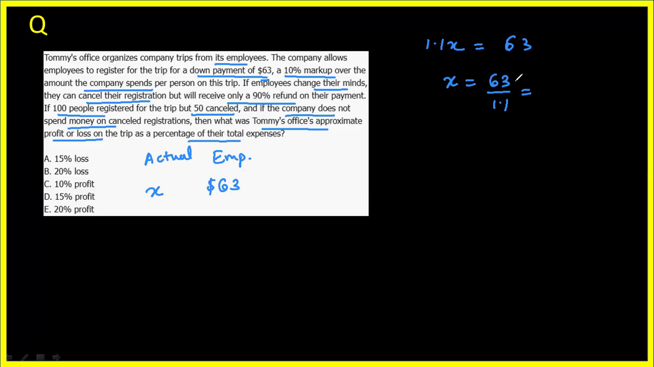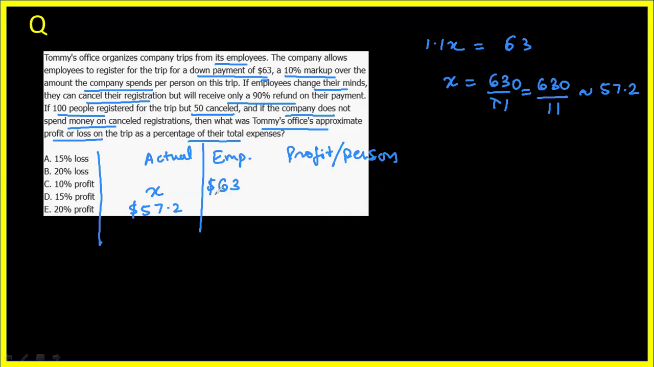To remove this decimal, let's have 630 over 11. That comes to approximately 57.2, right? So the actual price the company spends per ticket is $57.2, and the employee is paying $63. So how much is the profit the company is getting? Profit per person: $57.2 actually paid by the company and the employee paying $63.